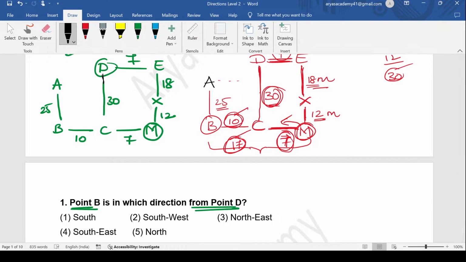So from D, if you come this direction, it is south, but B is actually over here. This is west and this is south. If you stay in the middle, or B is actually in the middle, so it becomes what? South west. So answer is second option. So hope you got what I am trying to say. So answer is second option for question number 1.